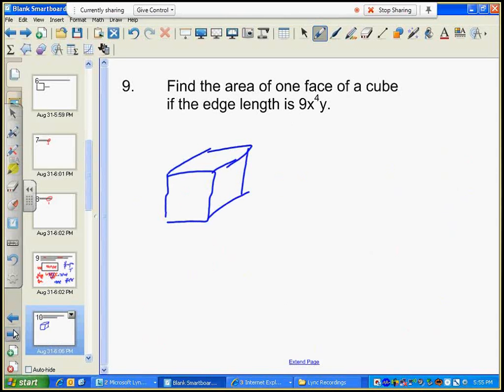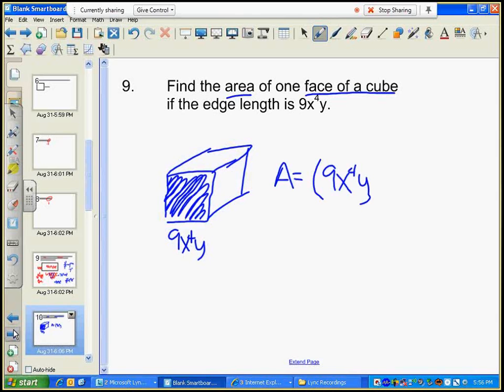Here's my cube. My edge length is 9x to the 4th y. And I'm looking for the area of the face of a cube. This is the face of a cube, just one side of this cube. I know that's a cube, so I know each face is going to be a square. So I can figure out my area by doing my side length squared: 9x to the 4th y squared.